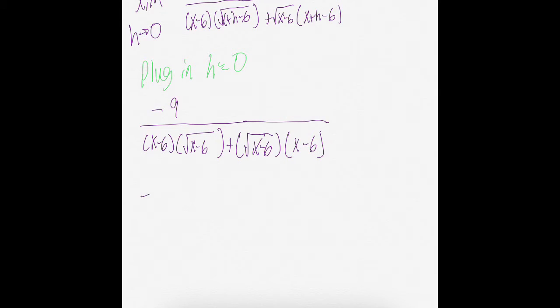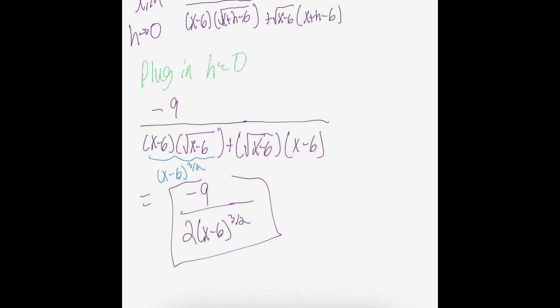And now, x minus 6 times root x minus 6, how do I want to write this? That is x minus 6 to the 3/2. And I've got two of them because I've got one on the left here and I'm adding it to a second one on the right. So I think that our final answer now is going to be negative 9 over 2 times x minus 6 to the 3/2. And I believe that gives us our solution.